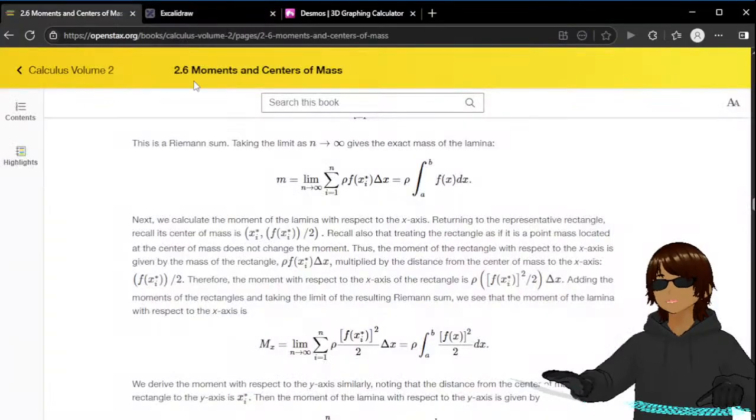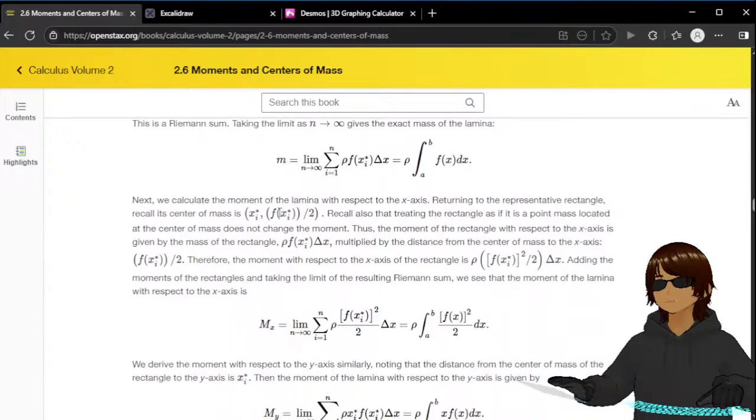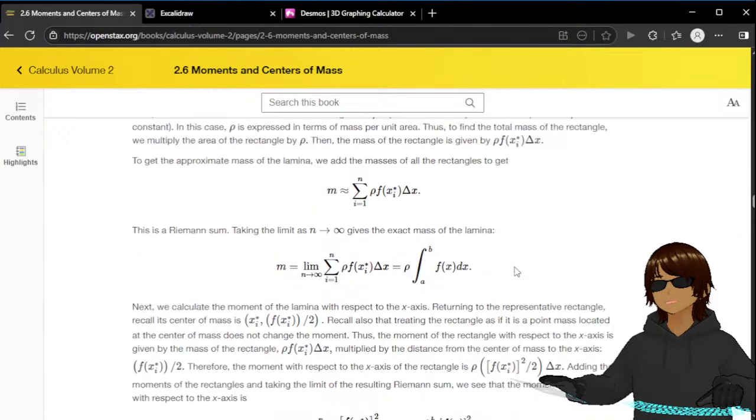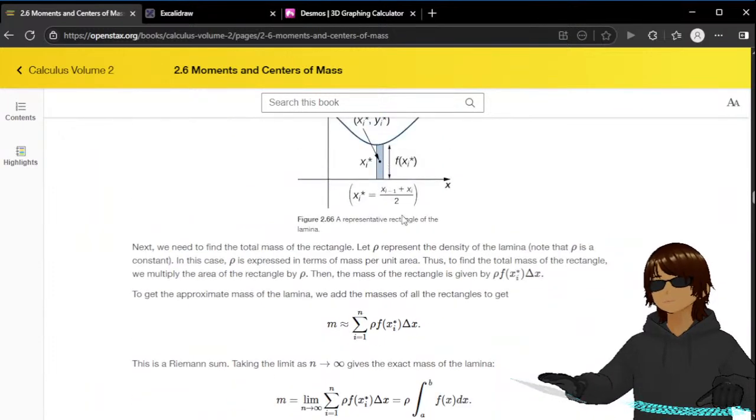But this is not a point mass, this is a rectangle. So the distance we are considering is the center of mass of that rectangle. So mass times the distance, where distance is the distance from the center of mass: f of x star divided by 2. That is for just this rectangle.